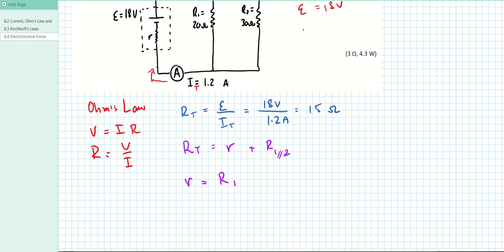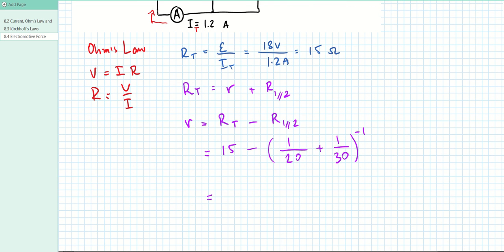So it's going to be RT minus R1 in parallel with R2. We know the value for our total already. We just found it to be 15 ohms. These two we just need to add in parallel. So we plug in the value for our total, 15 minus, I'm going to open parentheses here. Now these two are in parallel, so you have to be careful with this. You have to do 1 over 20 for R1 plus 1 over 30 for R2, and then you have to take the reciprocal afterwards.